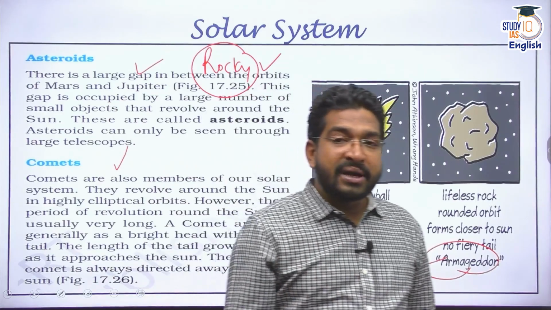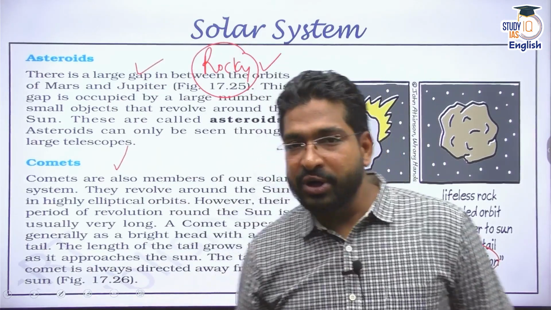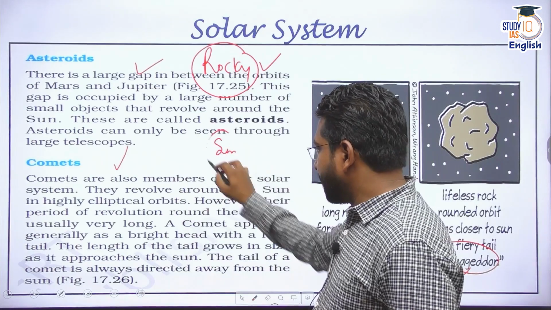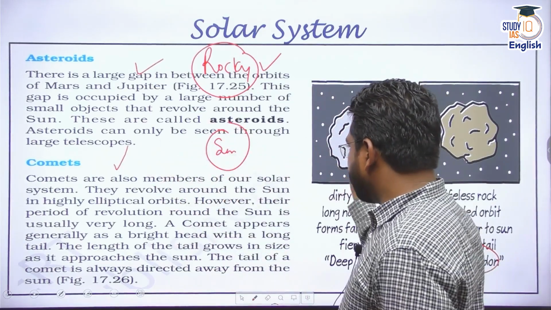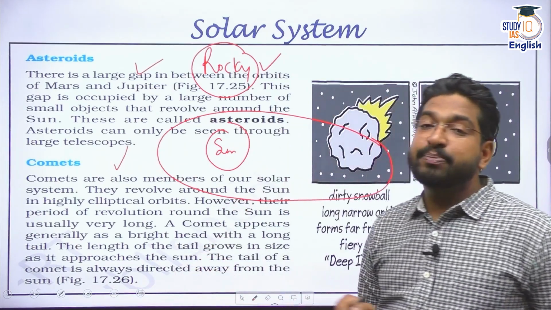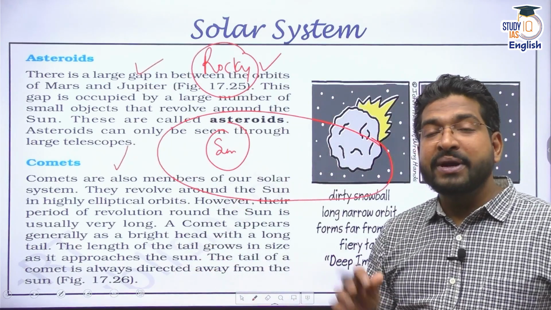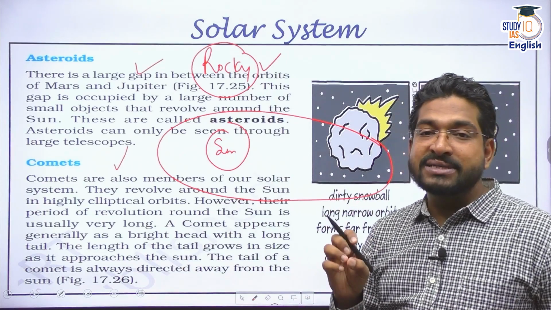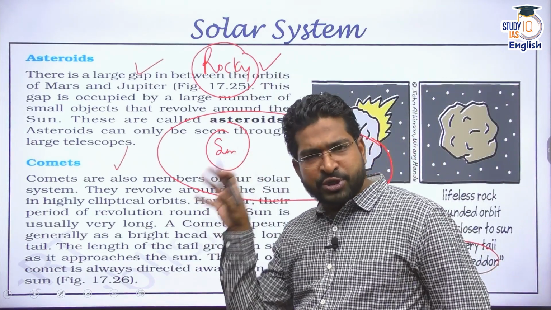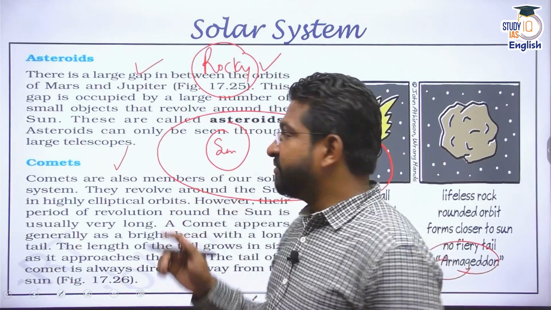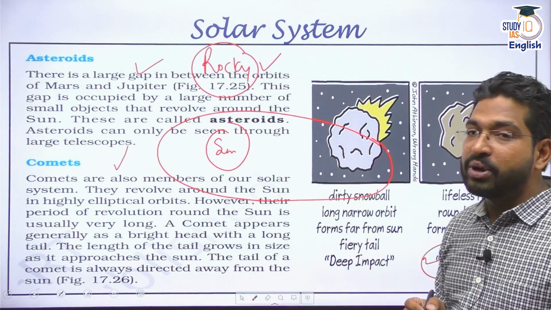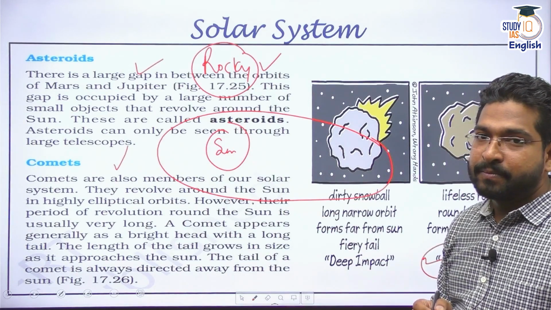But comet is another celestial body which revolves around the Sun. If this is Sun, then a comet moves in an elliptical orbit, something like this. And comet has a perceptible tail. Comet is not exactly a solid body. It is composed of ice, gas, frozen particles, and some dust particles, which is continuously moving in a highly elliptical orbit around the Sun, right?